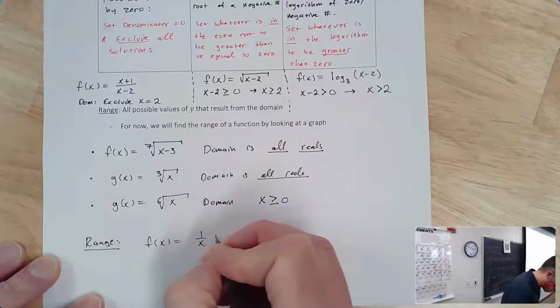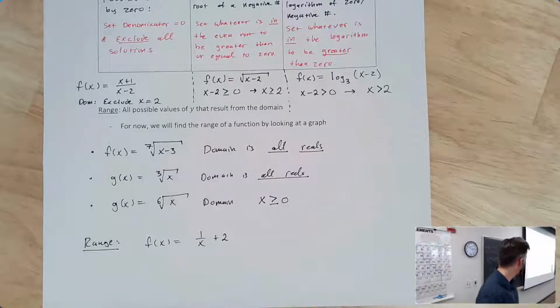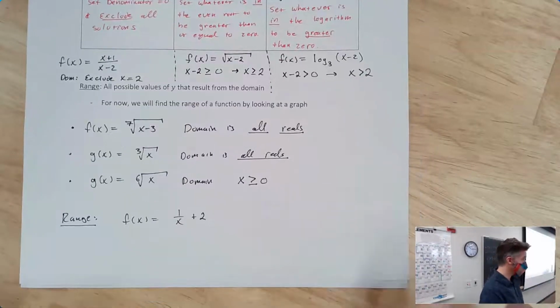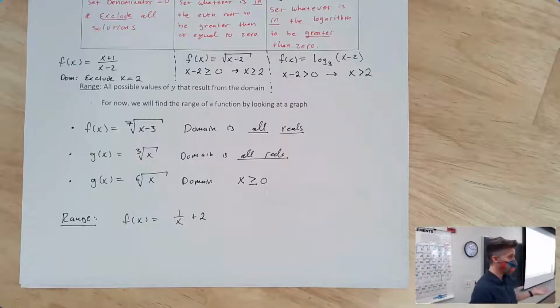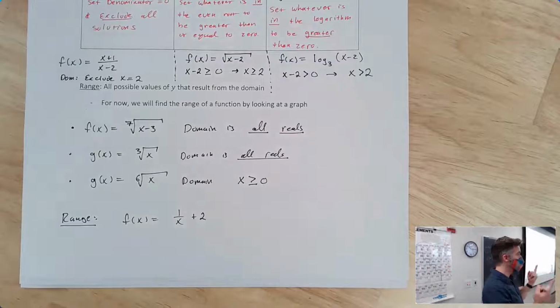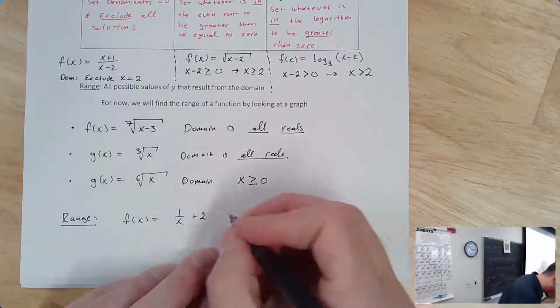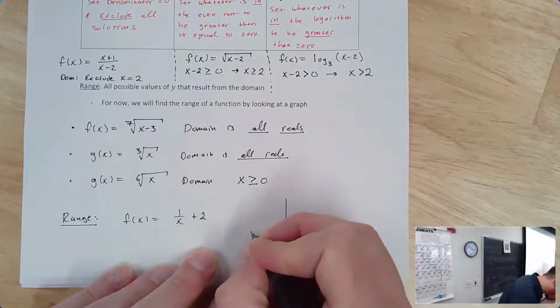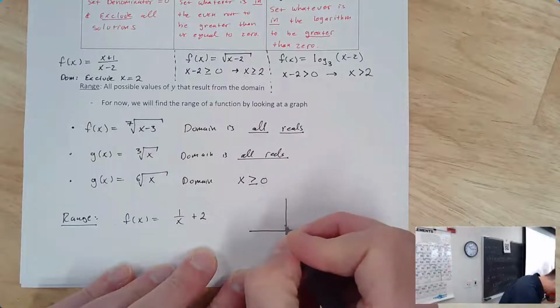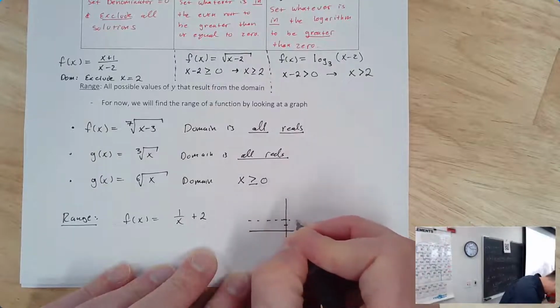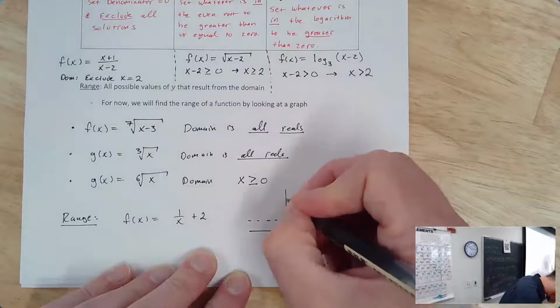1/x plus 2. I know that's my typical 1/x function, which would usually have a vertical asymptote at 0 and a horizontal asymptote at 0, but it's going to be shifted how much, which way? Yeah, up 2. So my horizontal asymptote that was 0 is now going to be up 2 at y equals 2. So this is going to be graphically looking like this.